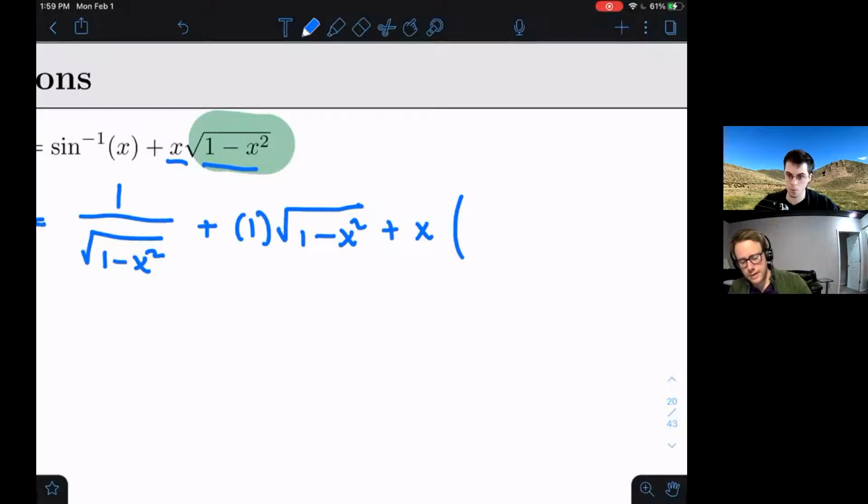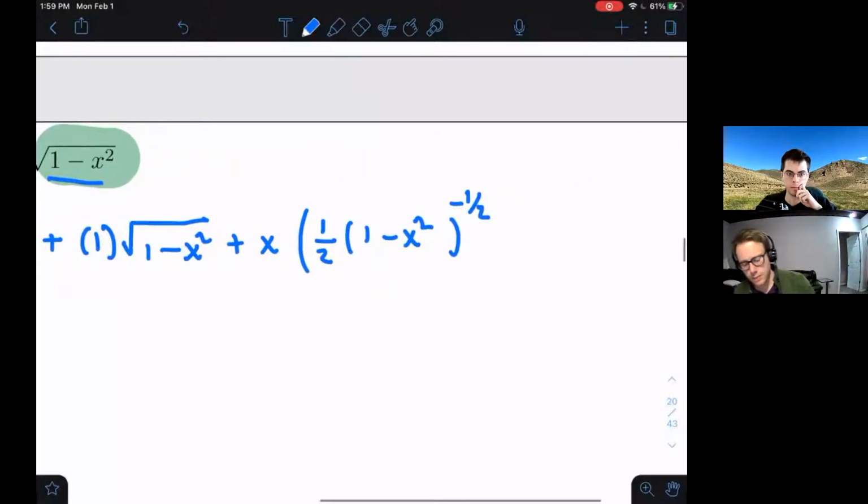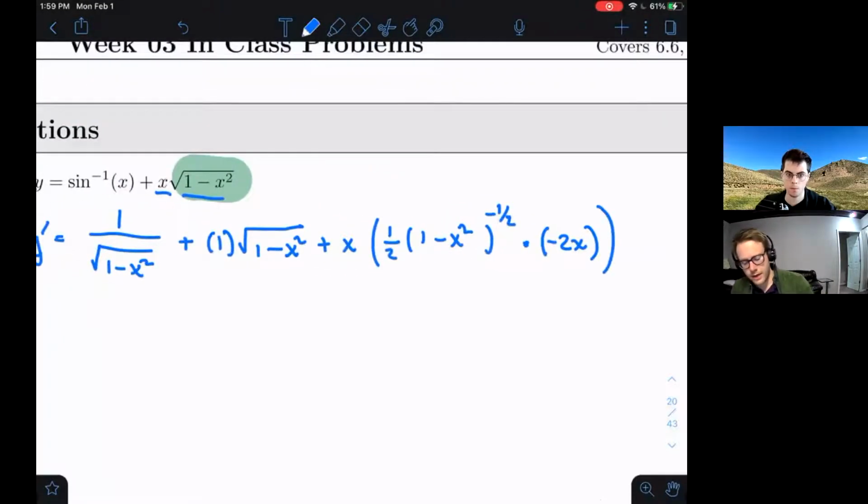Square root is the same thing as the power 1/2. So we bring the power down and reduce our power by 1. The 1/2 comes down, and we go to negative 1/2. The chain rule says we should leave the inside alone. So we took the derivative of the outside function, the square root, leaving the inside alone. Then we multiply by the derivative of the inside. On the inside of the square root, there's 1 minus x squared. The derivative of that is negative 2x. So all of this is the derivative of the second, the derivative of the square root of 1 minus x squared.